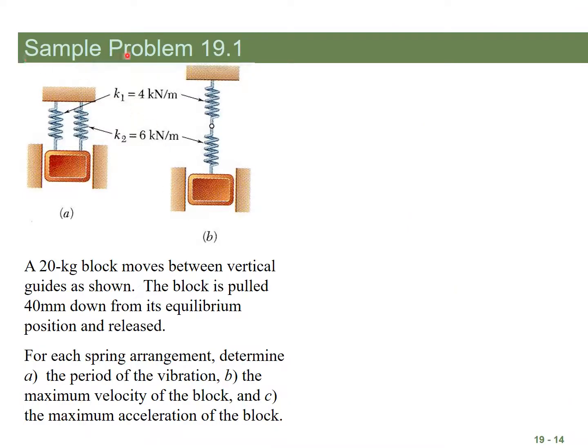Here's an interesting example problem showing how springs add together in series and in parallel. What we have here is a 20 kilogram block that moves between vertical guides as shown. The block is pulled, so here's the initial displacement, and released from rest. For each spring arrangement, determine the period, the maximum velocity, and the maximum acceleration of the block.